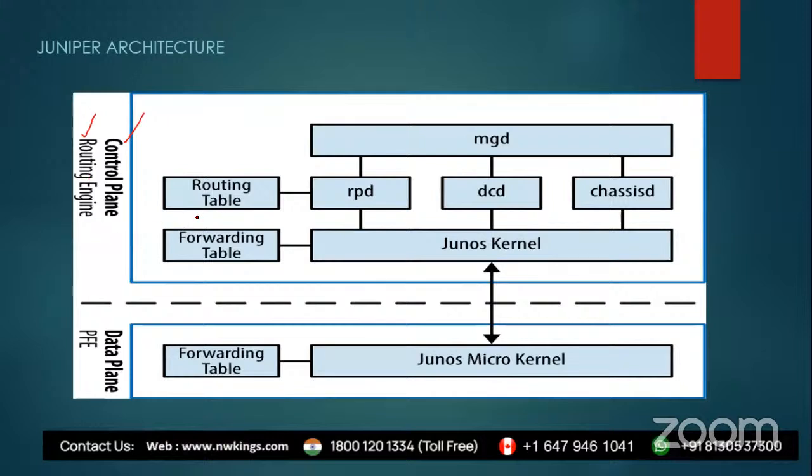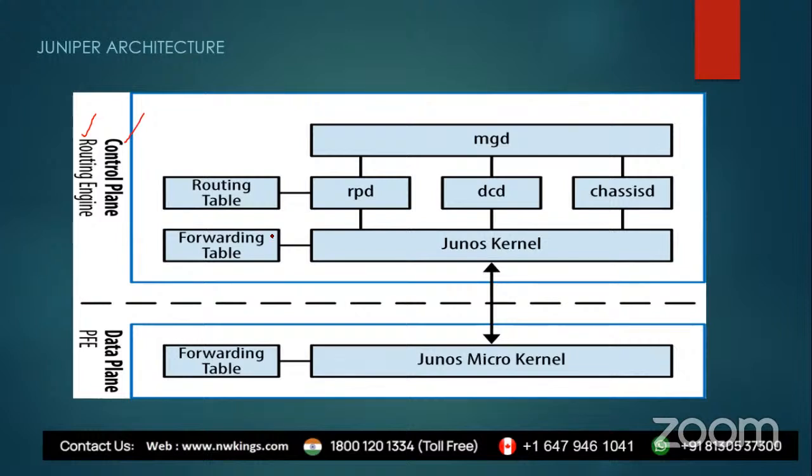In the routing engine, you will have different daemons. This is a Unix based architecture. Similarly, you will have daemons for different processes. For the management process, you will have MGD. For routing protocols, you have RPD, and DCD for interface configurations. And this is for chassis. All these daemons are located in the routing engine. If you configure any routing protocol, it will run the algorithm and build the routing table. Also, all the best paths will be populated in the forwarding table.